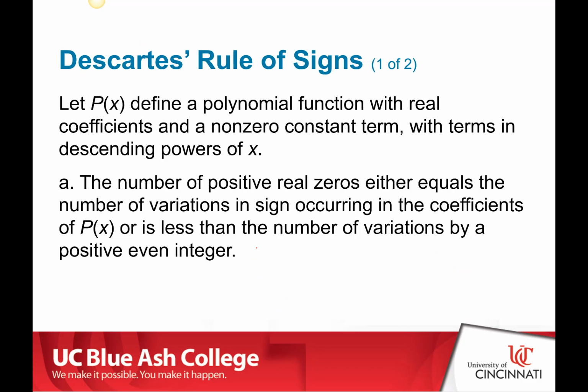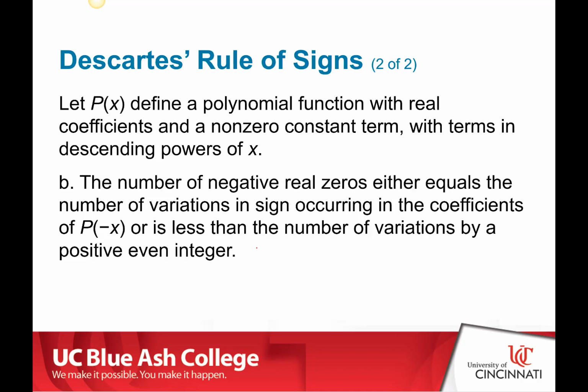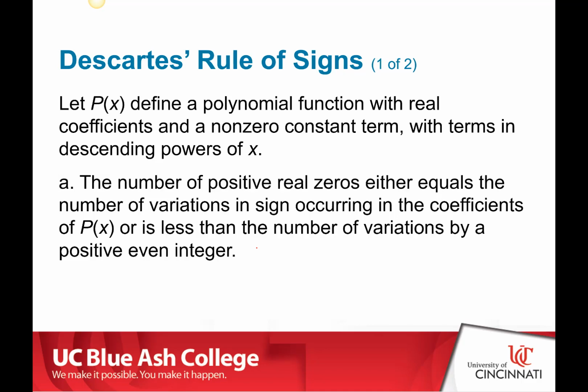Okay. There's an interesting little rule called Descartes' rule of sign change. Descartes, a mathematician, came up with all kinds of amazing stuff. One of the things that he came up with was you can figure out how many real zeros there are. The number of positive real zeros is equal to the number of variations in the sign. What is he talking about?